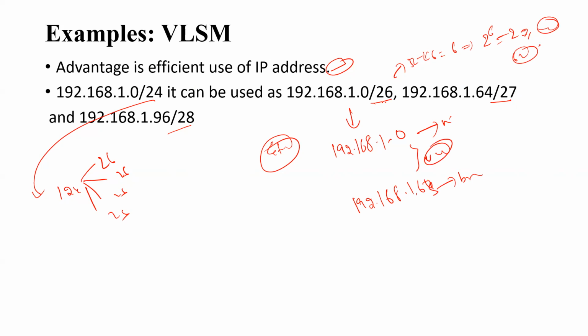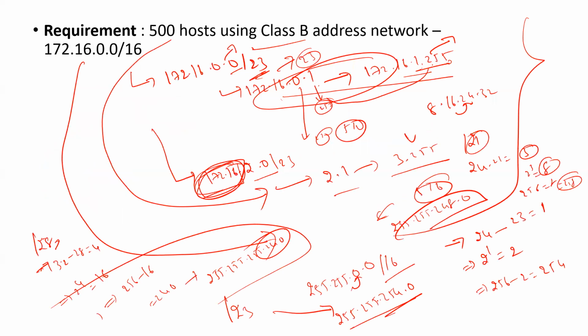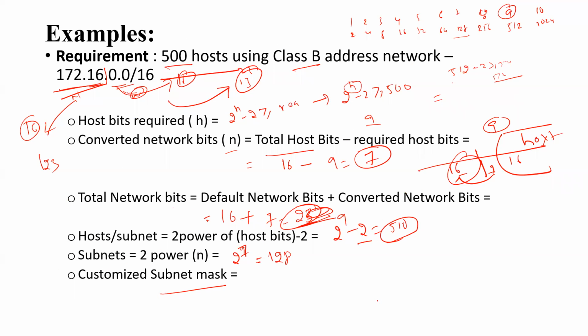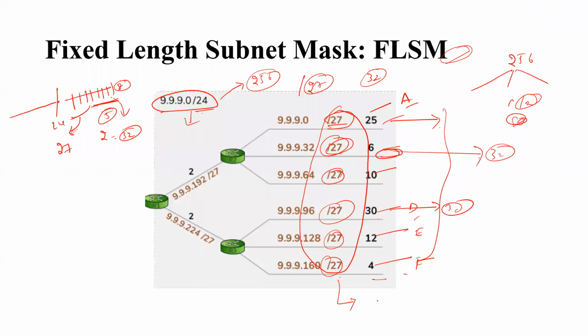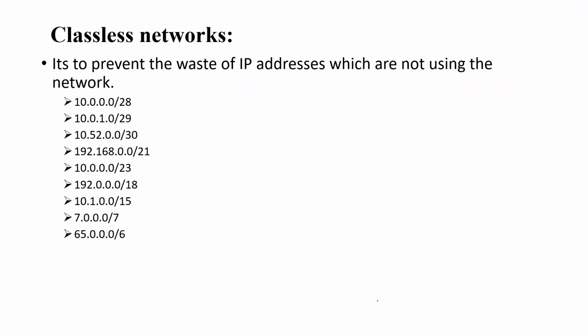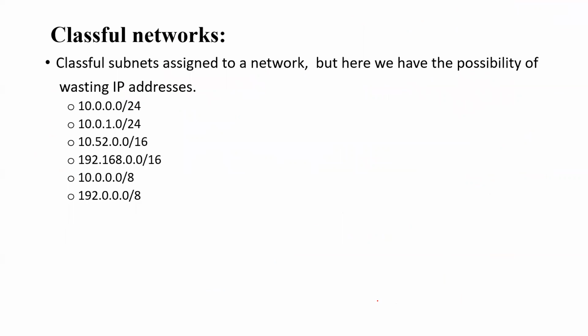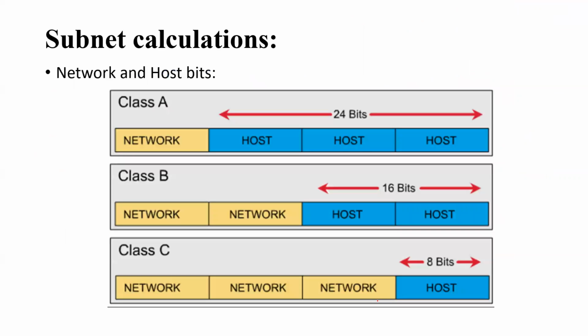So we now know how to calculate the subnet mask for slash 26, 27 and 28. This is what it is about: what is subnetting, what is a fixed length subnet mask, what is a variable length subnet mask, and how we can do subnetting. We also discussed classful and classless addresses. That's all from my end.